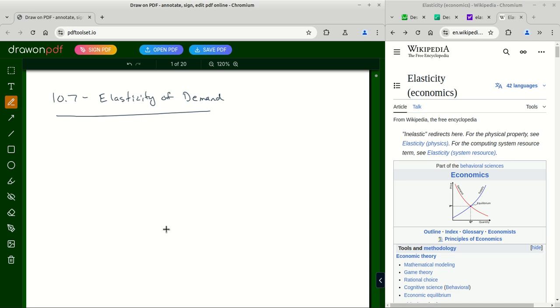Hello, everyone, and welcome to another edition of Business Calculus. We're doing Math 1325, Section 10.7, Elasticity of Demand. And yes, I do have Wikipedia up. Yes! That's your homework, is to go read Wikipedia of elasticity.